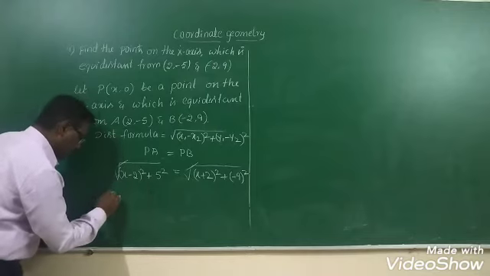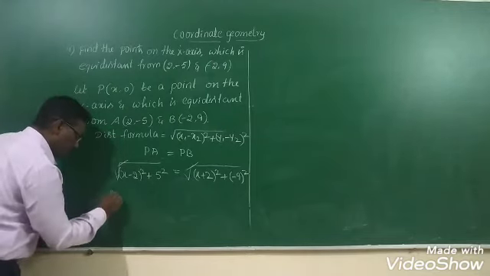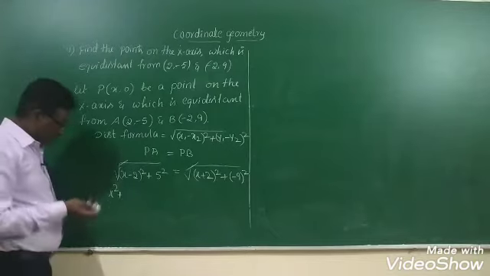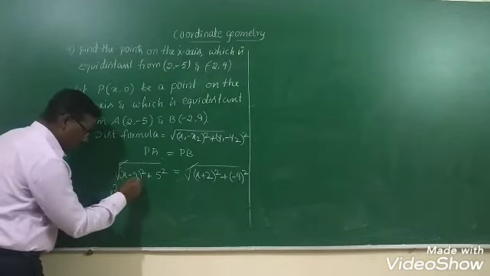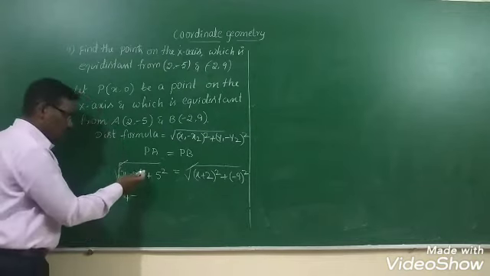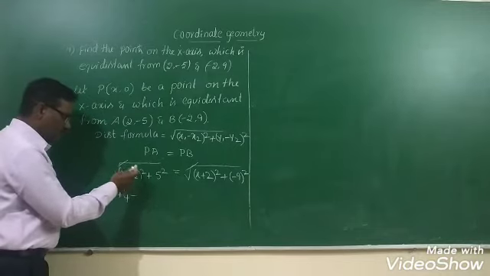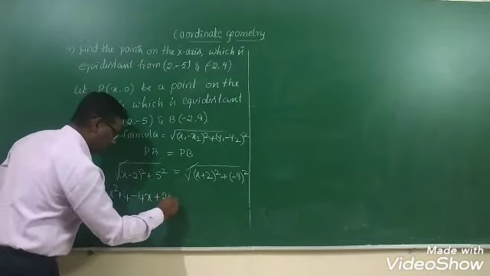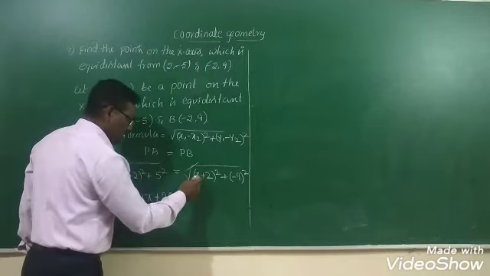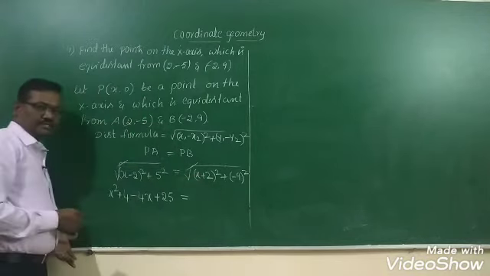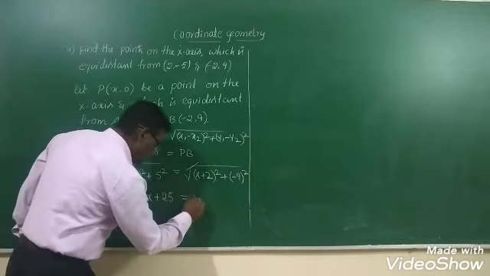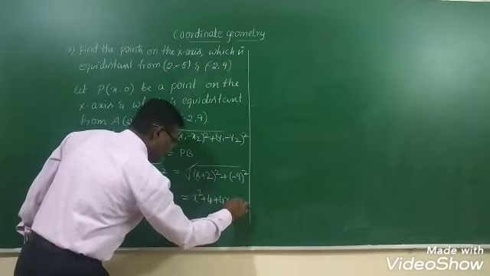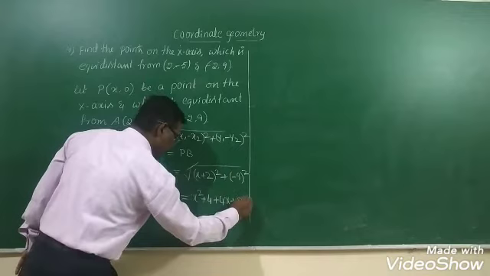We have to expand this. (a minus b) whole square is a square plus b square minus 2ab. So x square plus b square, which is 2 square, 4, minus 2 into a into b, 2 into x into 2 is 4x, plus 5 square is 25, equals, again, (a plus b) whole square, a square plus b square plus 2ab. So a square is x square, plus b square is 4, plus 4x, plus minus 9 whole square is 81.